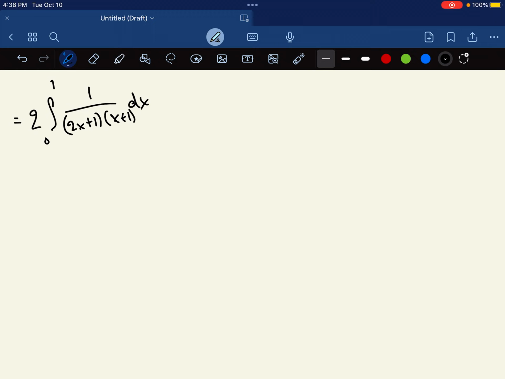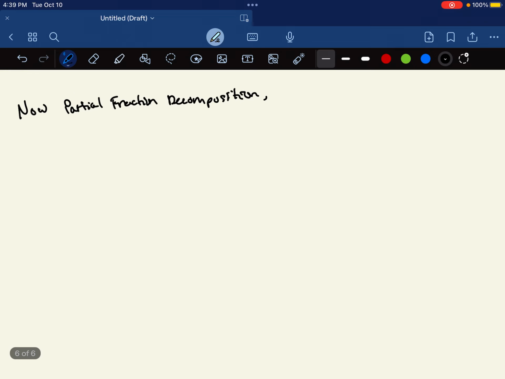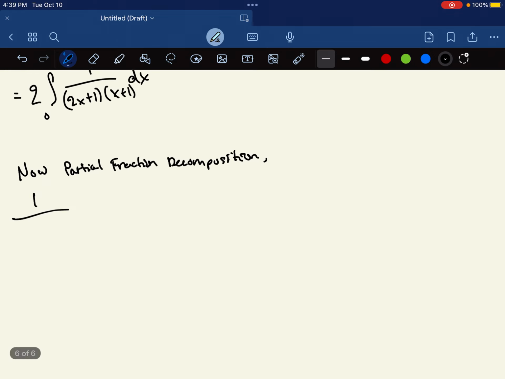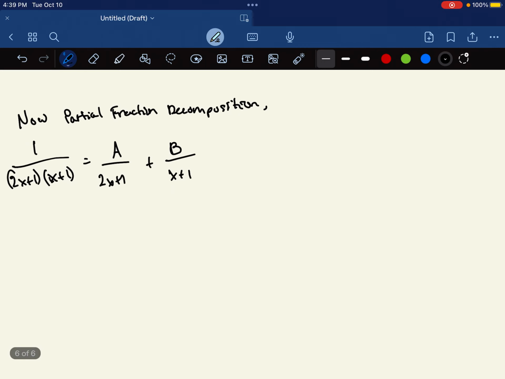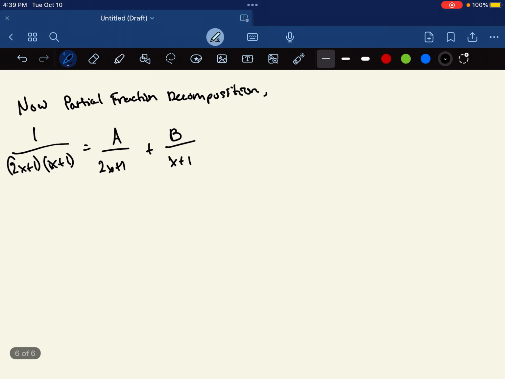And now we know, okay, partial fraction decomposition. We know this is true: 1 over (2x plus 1)(x plus 1) is equal to A over 2x plus 1 plus B over x plus 1, because these are linear factors and not quadratic, and they are not reducible.